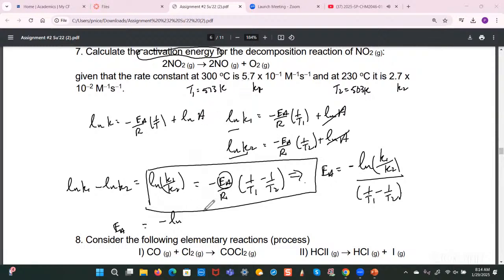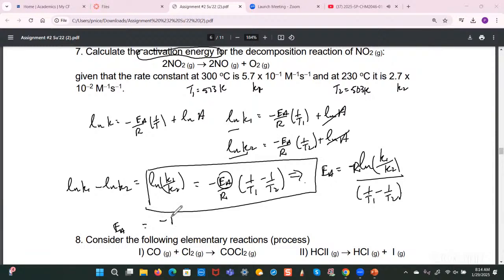Yes, sir. Where did the R go? Oh, the R should be there. It should be here. Thank you. So it should be minus R times ln K1 over K2, divided by 1 over T1 minus 1 over T2. Okay, so, which means I need to correct here as well.